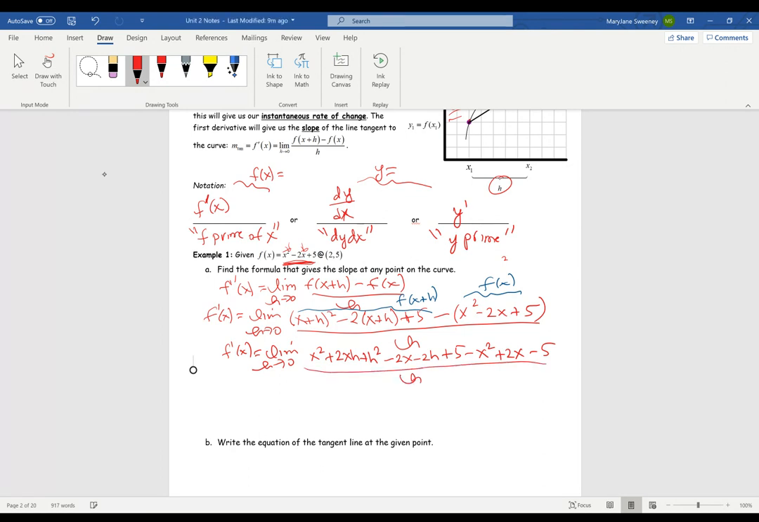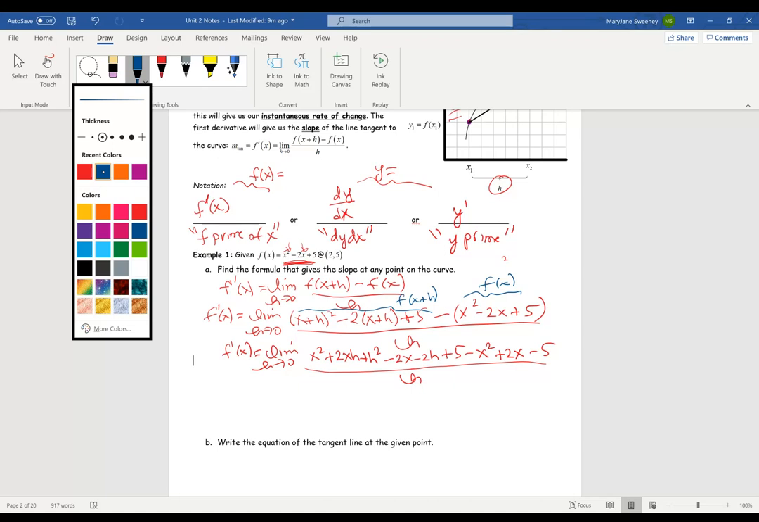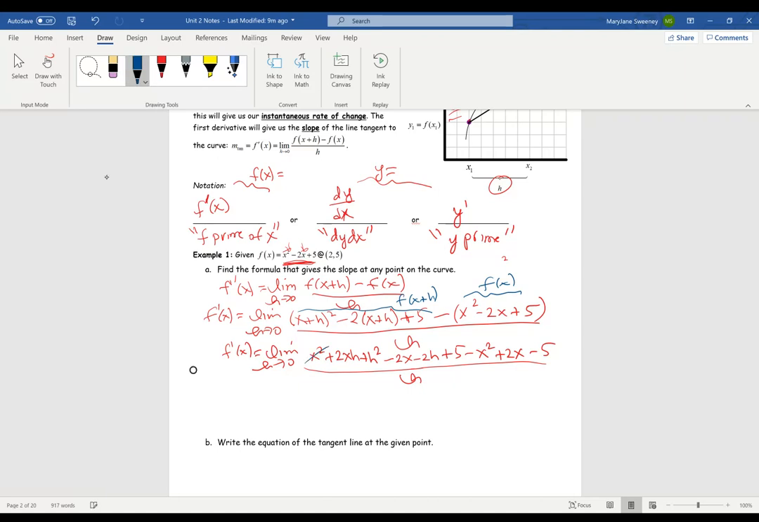All over h. Now, what you're going to notice happen, anything that doesn't have an h in it is going to cancel out. X squared, negative 2x, positive 2x, 5, negative 5.